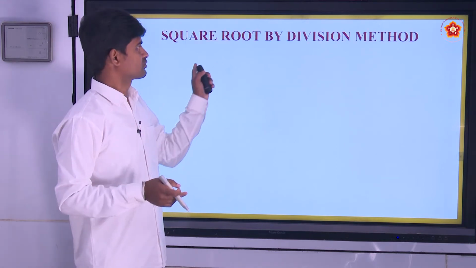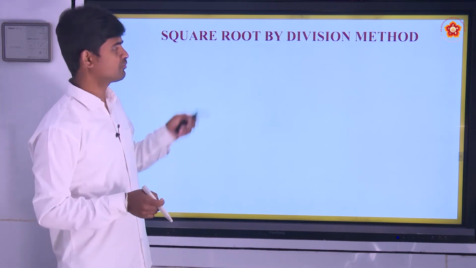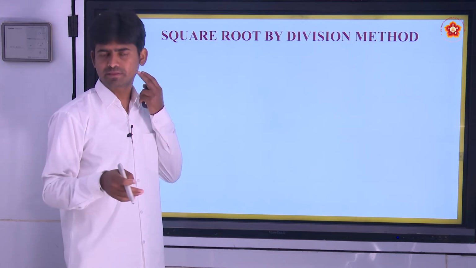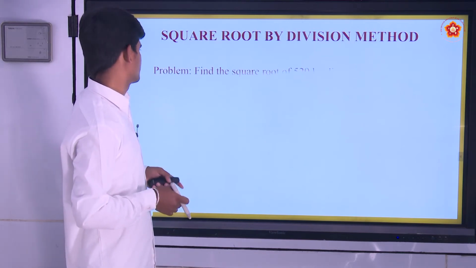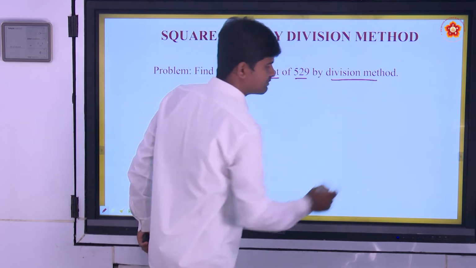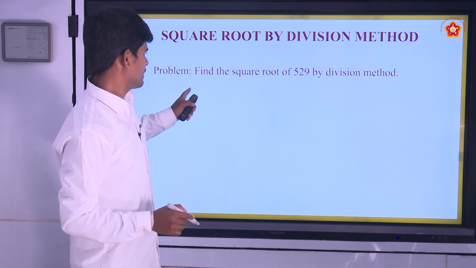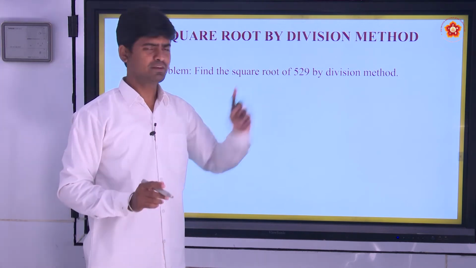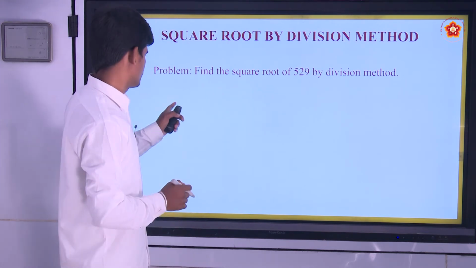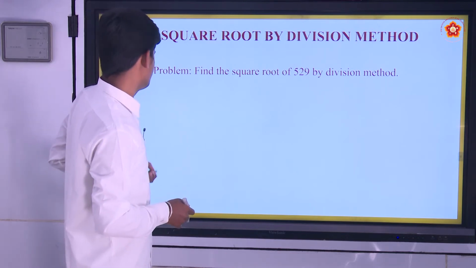Next, square root by division method. The number whose square root you have to find by the division method has 6 steps. First problem, find the square root of 529 by division method. To understand this, we have a problem: find the square root of 529 by division method. Okay. It contains 6 steps. Step by step, you have to follow them.